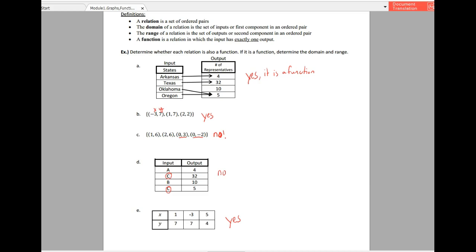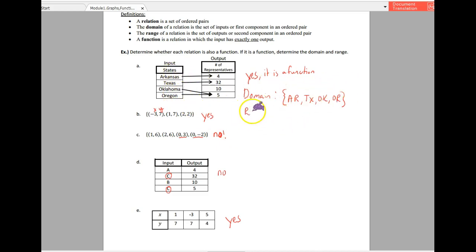So now, if I want to determine the domain and range of a function, I look at a couple different things. Here, we did this one previously, we said yes, it was a function. So the domain is going to be every input. So Arkansas, Texas, Oklahoma, Oregon. I'm going to use these little squiggle brackets to show that it's a set. All of these values are in that set.